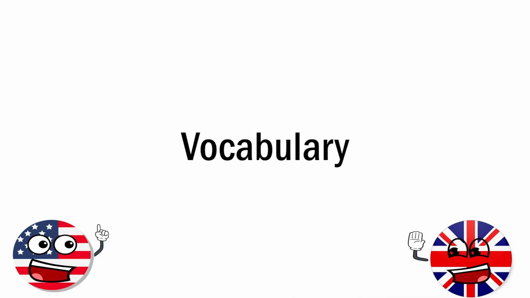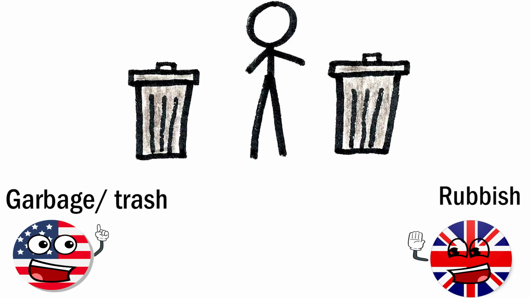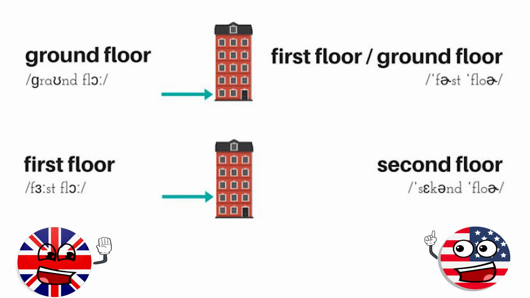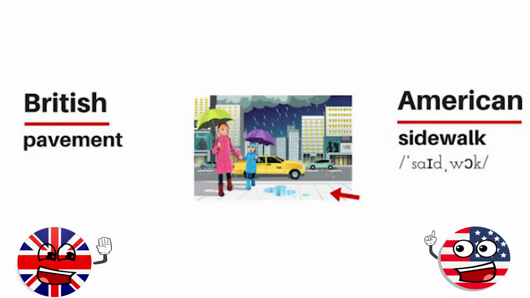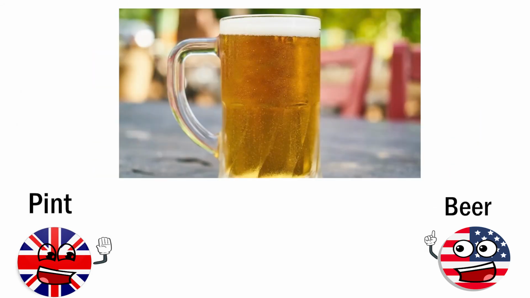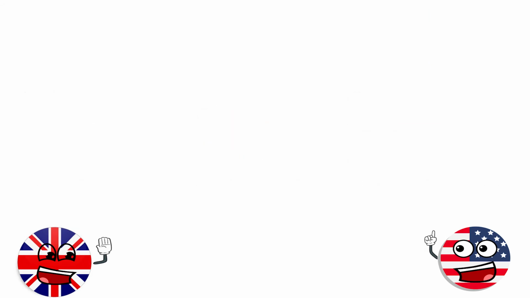Number 2. Vocabulary. They have minimal differences. The words may sound confusing or funny, but it's good to understand the other culture, and you can easily adapt without any problem. Here are some examples. Rubbish, garbage or trash. Holiday, vacation. Flat, apartment. Ground floor, first floor. Telly, TV. Pavement, sidewalk. Laid back, laid back. Pint, beer. Mates, friends. Rubber, eraser.